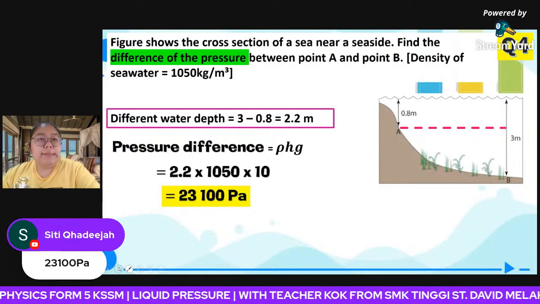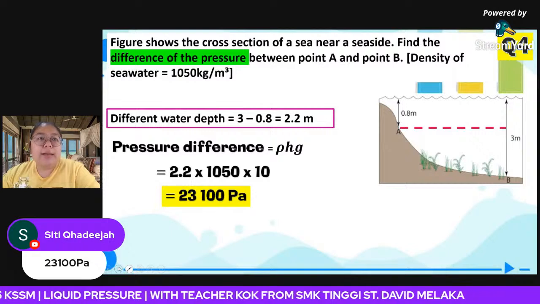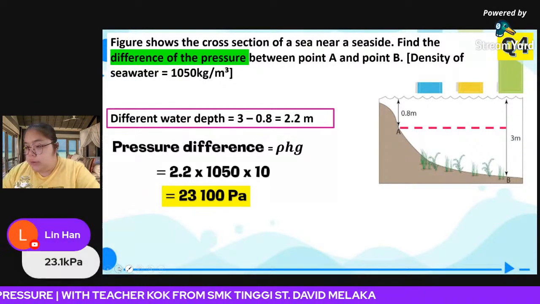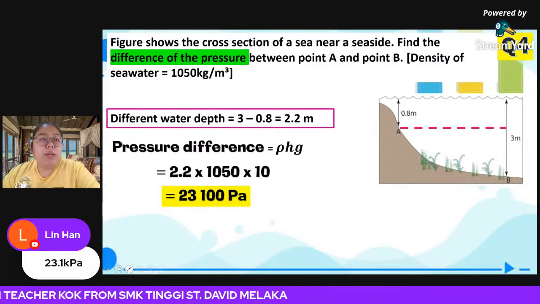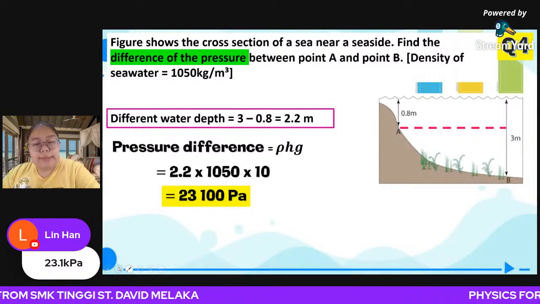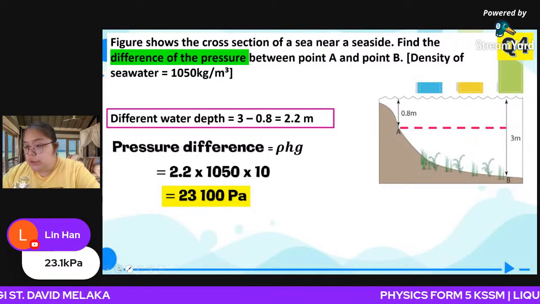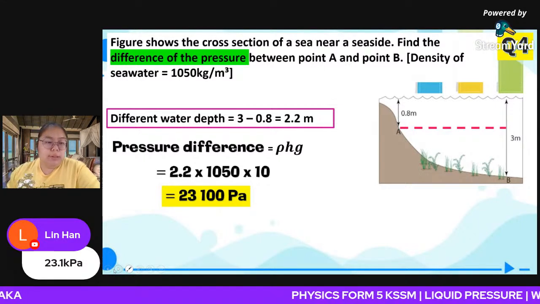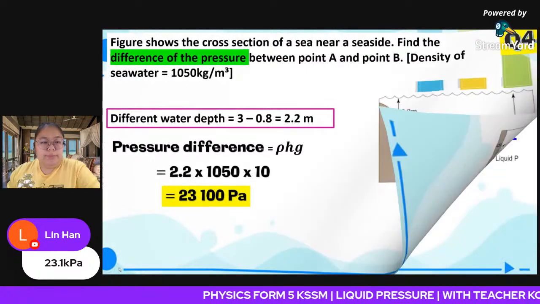23.1 kilopascal, that's correct. Ning, the bottom one should be correct. 23.1 kilopascal. Okay, so Sharon also correct. Okay, then we find another one.